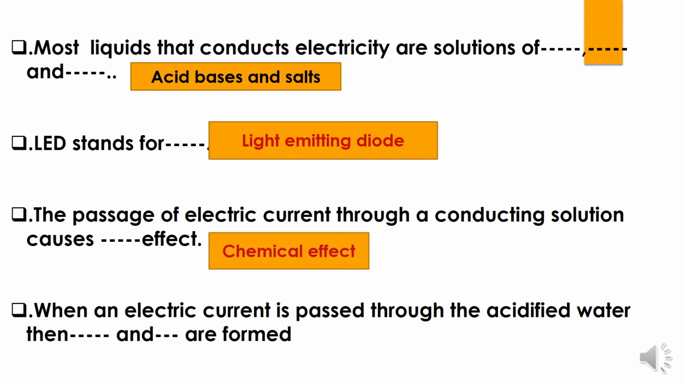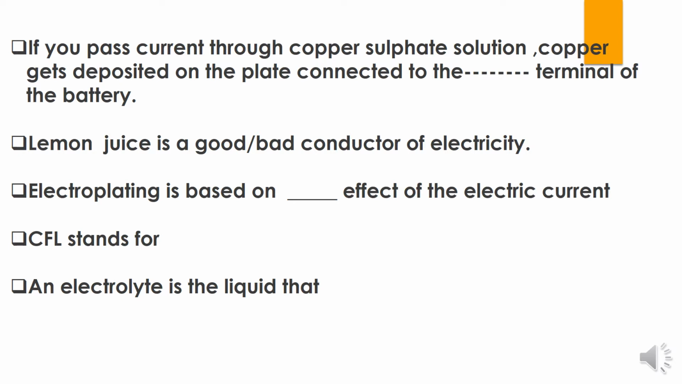Next, when electric current is passed through acidified water, we all know what happens. When we pass electric current through water, it splits into cations and anions. I hope all the answers are correct and you have done with me. Now here comes the next. If you pass current through copper sulfate solution, copper is deposited on the plate connected to which side? That is negative. Next, lemon juice is a good or bad conductor? So lemon juice has citric acid and acids are good conductors.